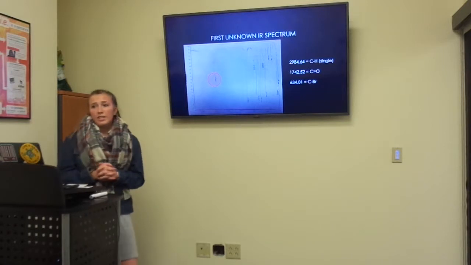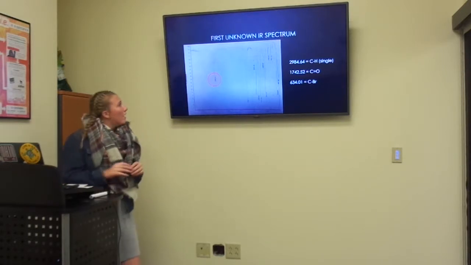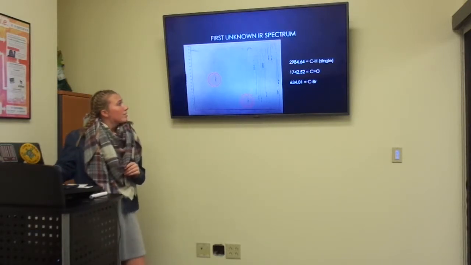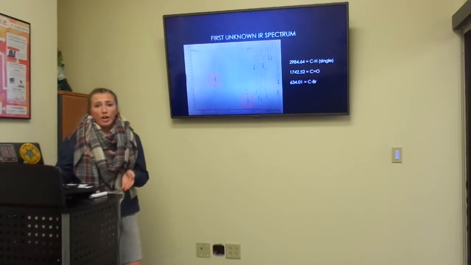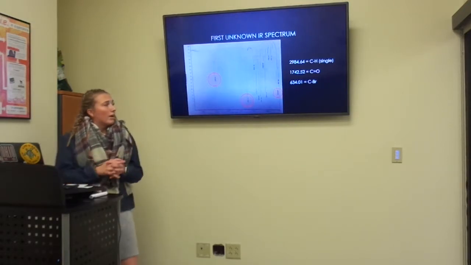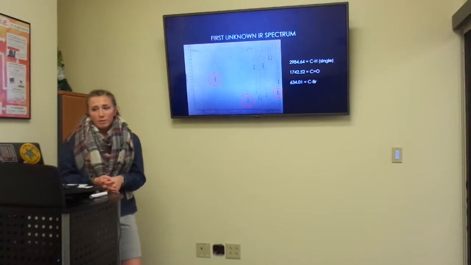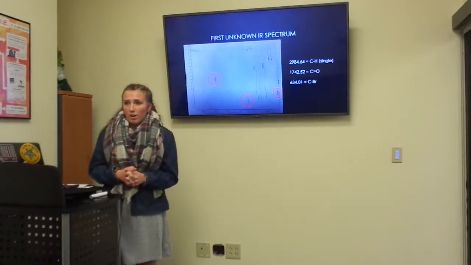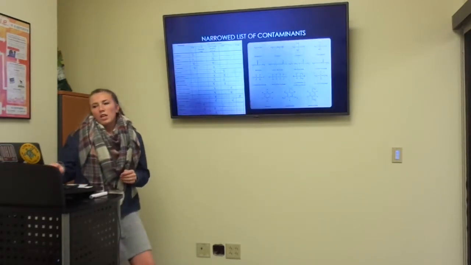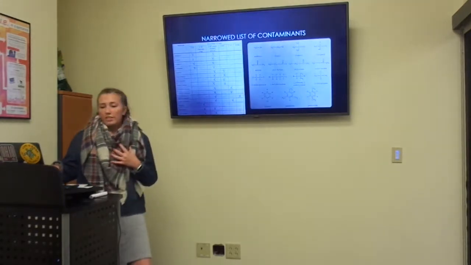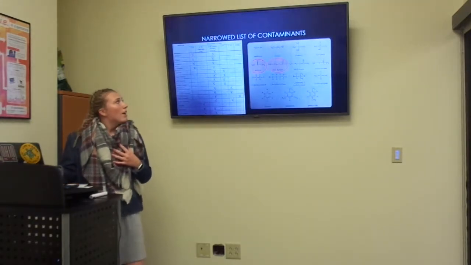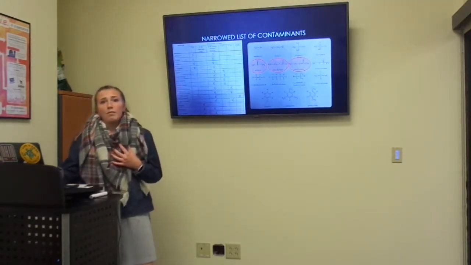So our first unknown infrared spectrum shows that we have a peak in the range of around 2900, which shows there's a CH single bond. Then there is a peak at around 1700 that shows C double bond O. And there is a peak around 600 which shows that there could possibly be a CBr functional group. This narrows the list of contaminants down to acetone, ethyl formate, ethyl acetate, and methyl acetate.